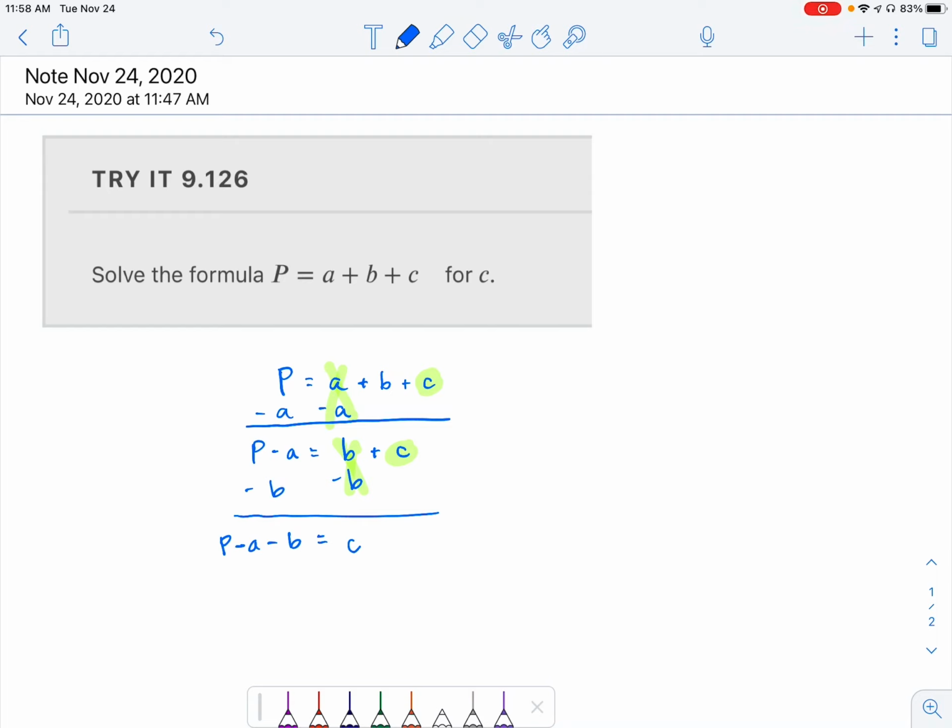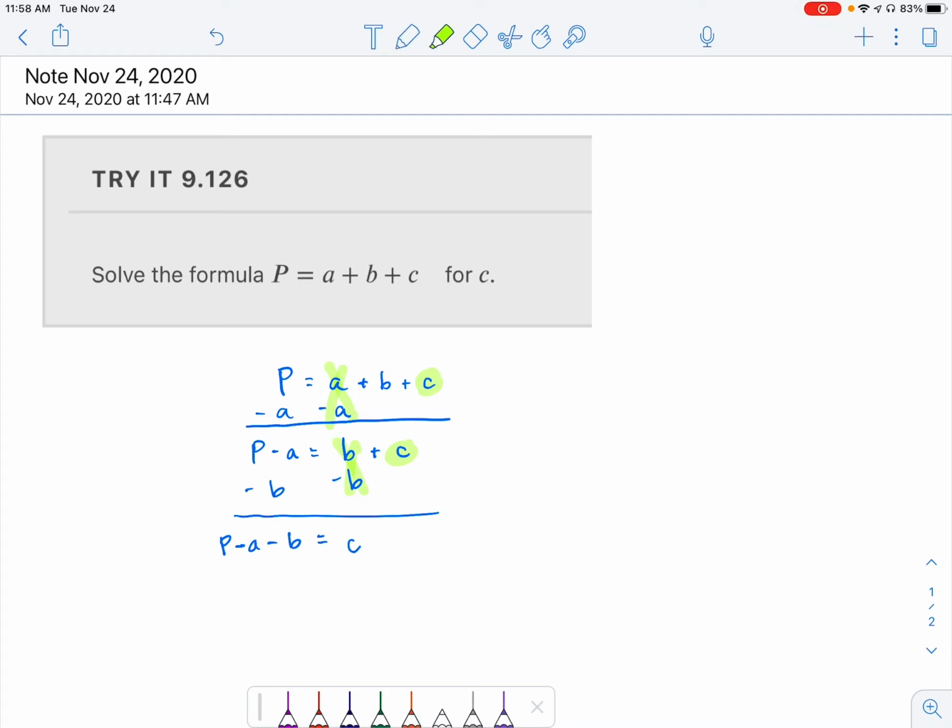Okay. I do want to make sure I keep the order correct, because remember, order of operations and rules for subtraction say that we can't rearrange subtraction and get the same answer. We need to keep the order correct. So I started with P, I subtracted A from it, and then I subtracted B from that. So I want to keep them in that order.